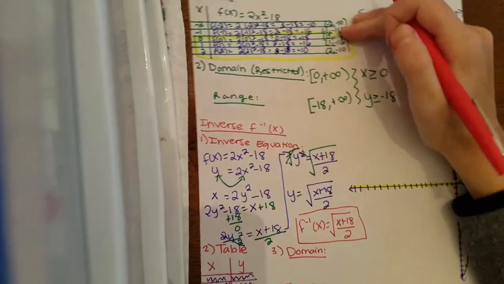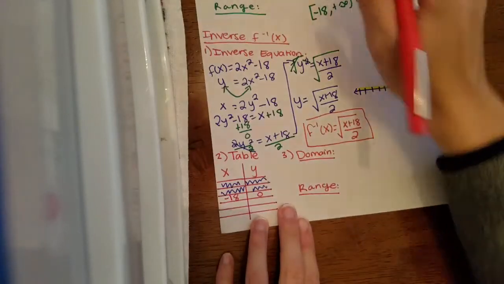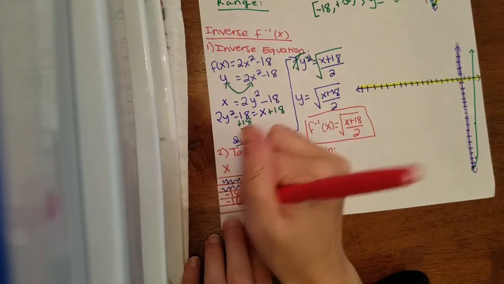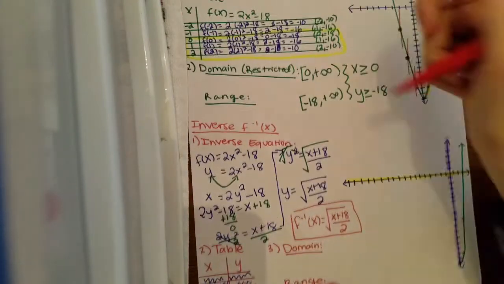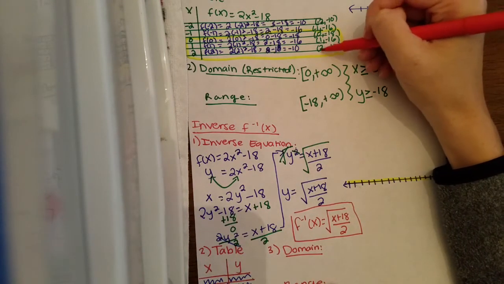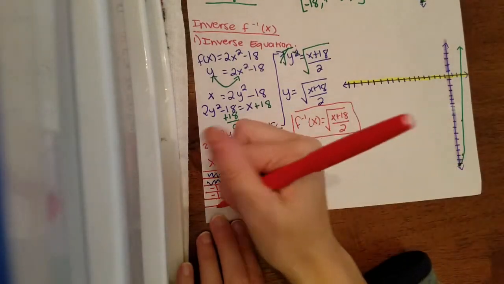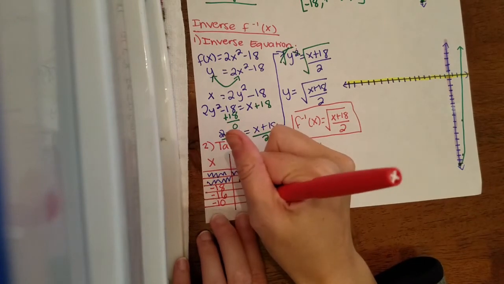The next point was 1, negative 16, but now it's going to be negative 16, 1. And my last point was 2, negative 10, but now it will change into negative 10, 2.